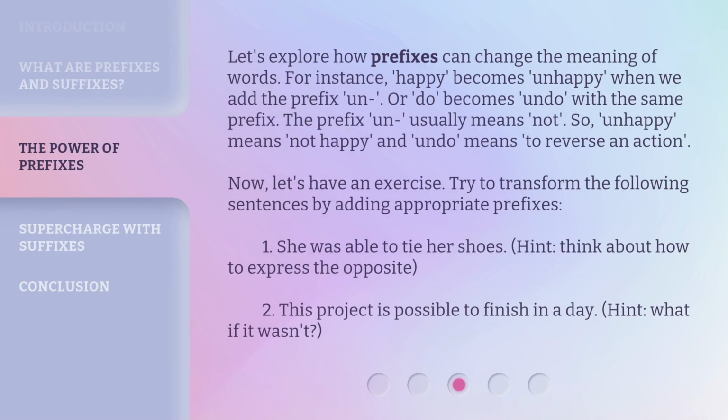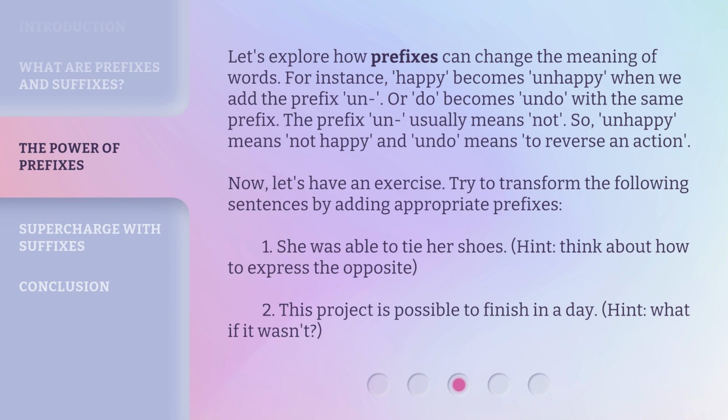Let's explore how prefixes can change the meaning of words. For instance, happy becomes unhappy when we add the prefix un. Or do becomes undo with the same prefix. The prefix un usually means not. So, unhappy means not happy, and undo means to reverse an action.